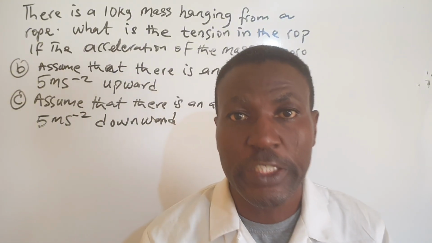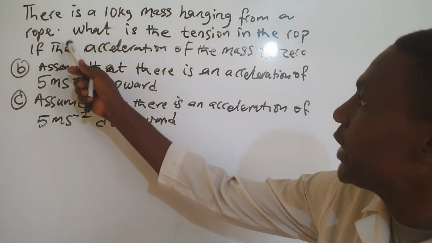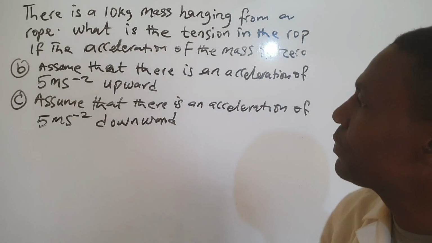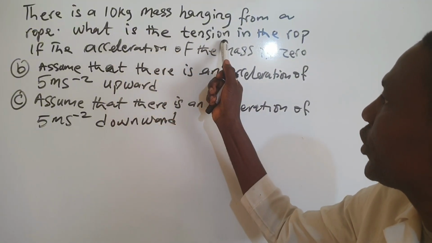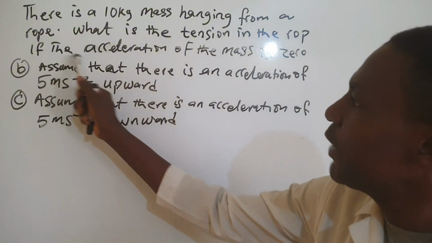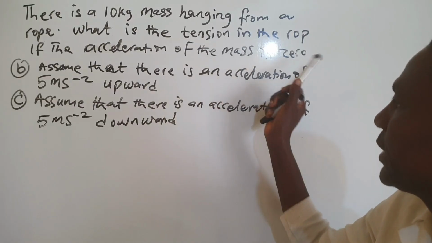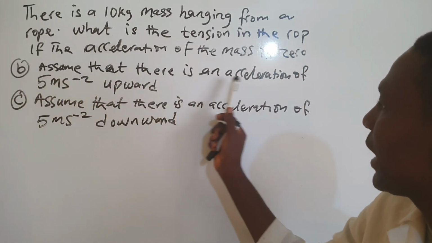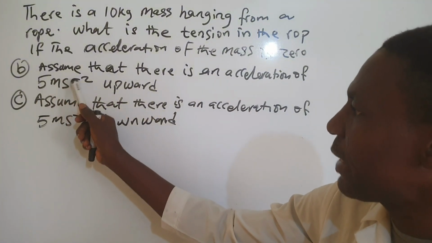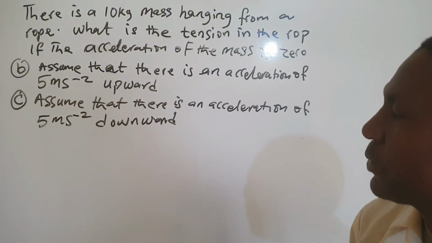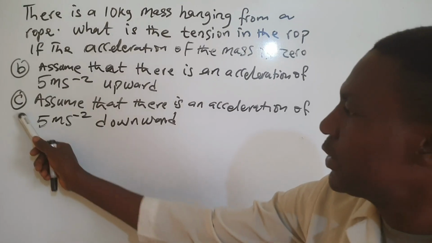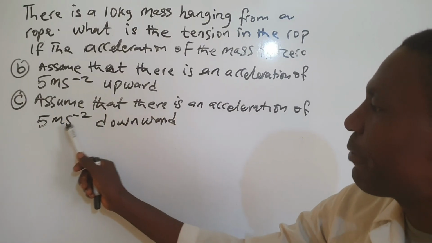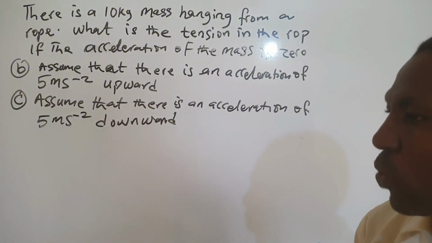Now the question on board says, there is a 10 kg mass hanging from a rope. A. What is the tension in the rope if the acceleration of the mass is 0? B. Assume that there is an acceleration of 5 meters per second upward. C. Assume that there is an acceleration of 5 meters per second square downwards.